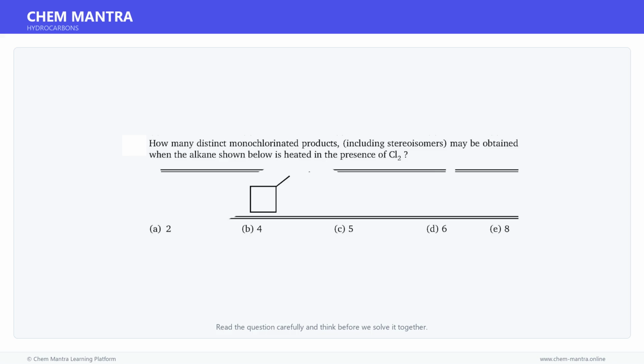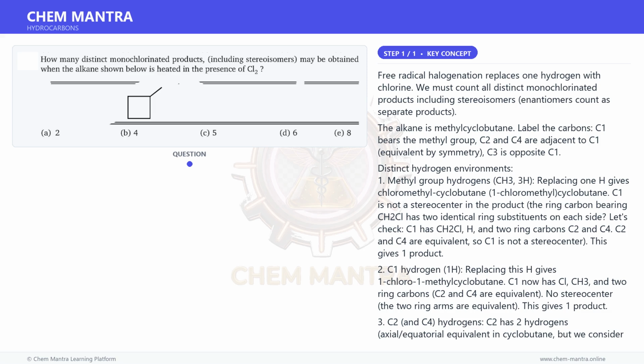Here is a question. Read it carefully and think about the answer. Let us solve it step by step. Let us first understand the key concept here. Free radical halogenation replaces one hydrogen with chlorine. We must count all distinct monochlorinated products including stereoisomers. Enantiomers count as separate products.